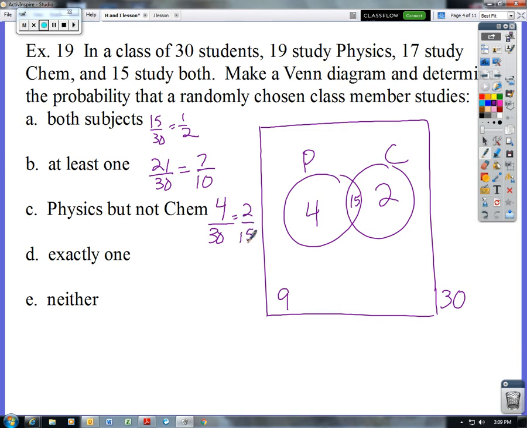D, probability of exactly 1. So that's just these 4 and these 2. So that's 6 out of 30, which is 1/5. And neither, that's where the 9 came in handy. So, or did I do that right? Last in my notes here I have 7. Maybe I didn't do the math right. Let me check my math again.